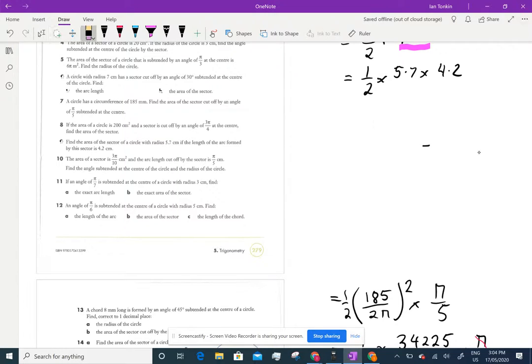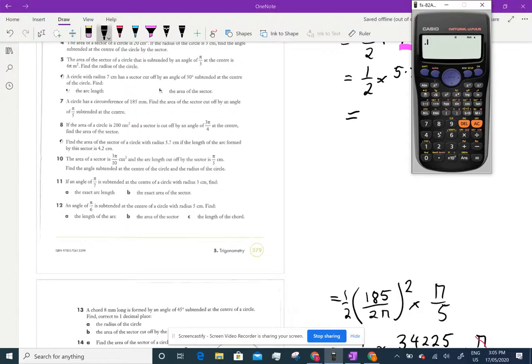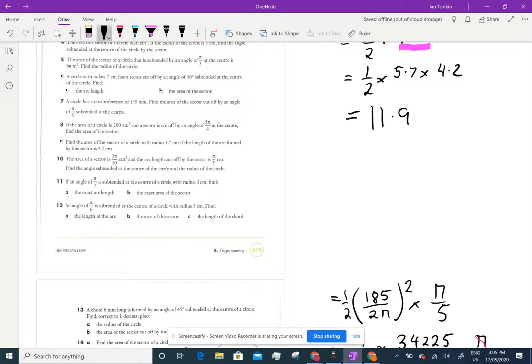So what do you get? And there's no pi's. It's so easy. So I get equals, and I just pump it into my calculator. So 0.5 for half times 5.7, was it? Times 4.2. 11.97. That is so easy. So what was that question 9? I'm just checking. 11.97. What units were it in? Centimetres squared.